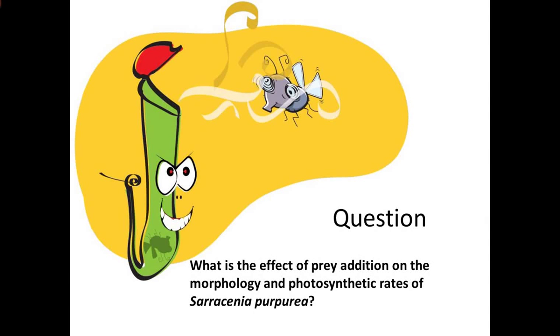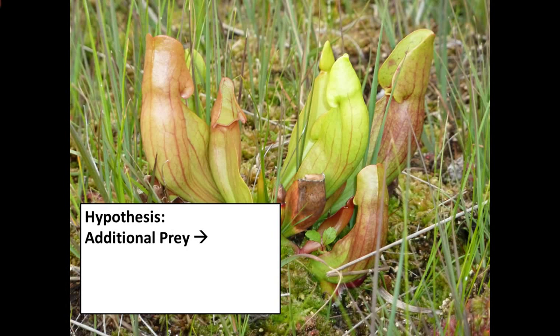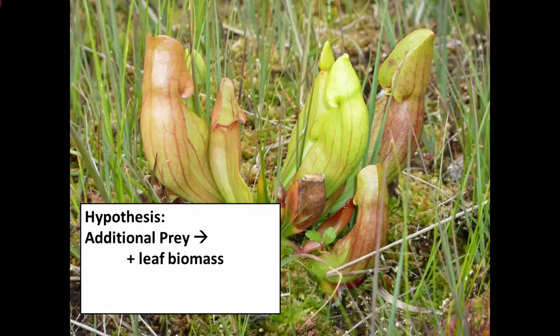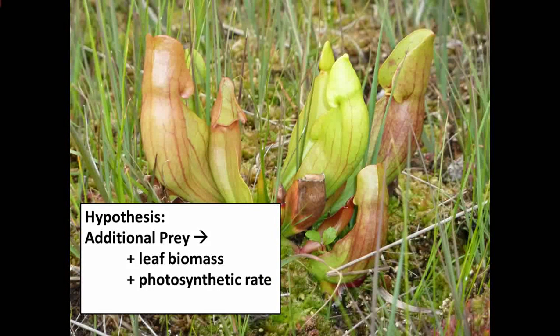Their hypothesis was that in response to additional prey, plants would increase in leaf biomass, so the leaves would get bigger. They would upregulate their photosynthetic rate, so they would photosynthesize more because of this nutrient limitation. And they would also increase their nutrient absorption.